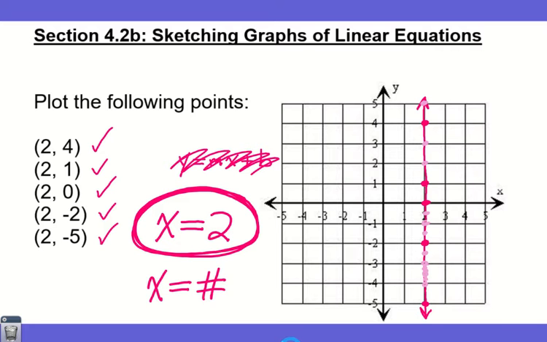In fact, any vertical line will have an equation that is x equals some number. Like x equals 5 is a vertical line. x equals -3 is a vertical line. x equals 10 is a vertical line. And so x equals some number as a linear equation is just a vertical line.